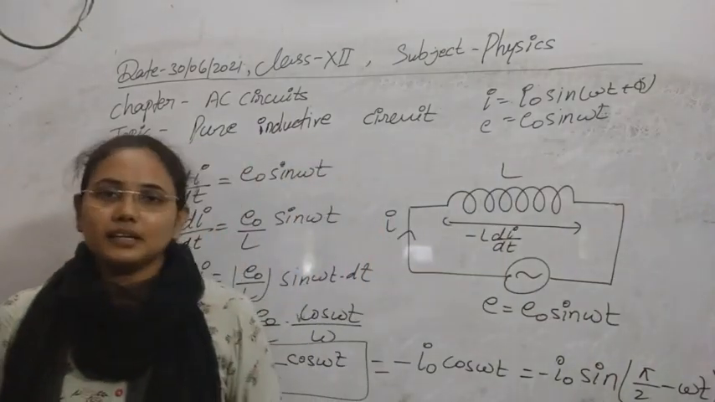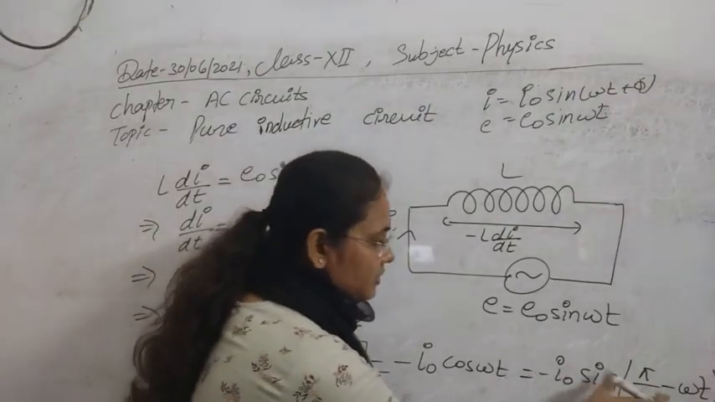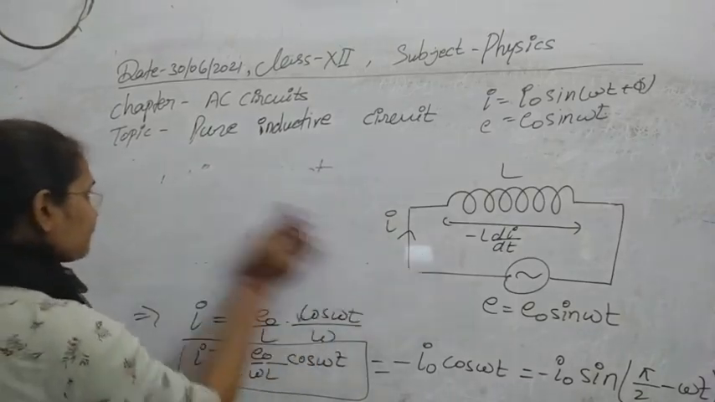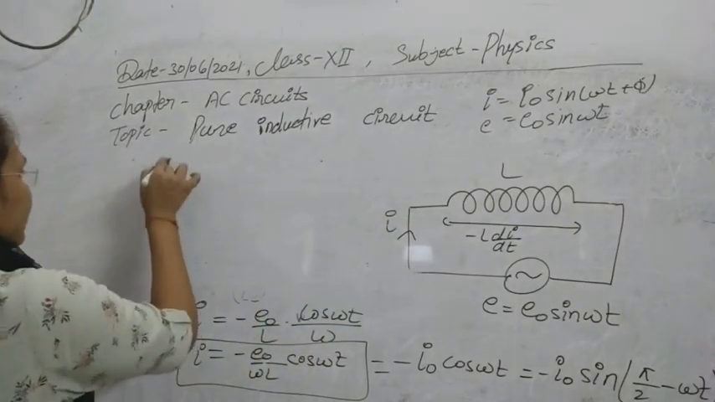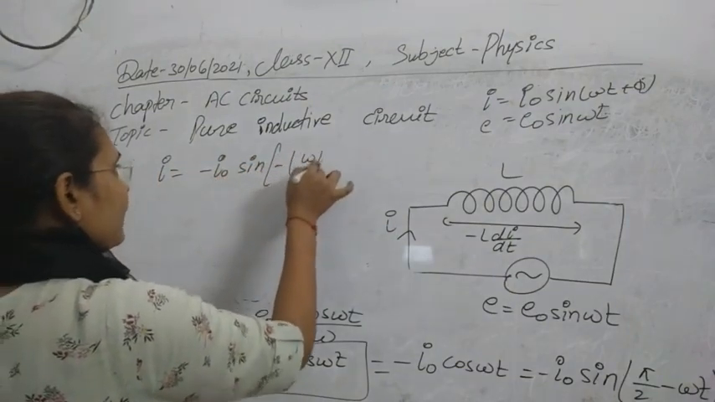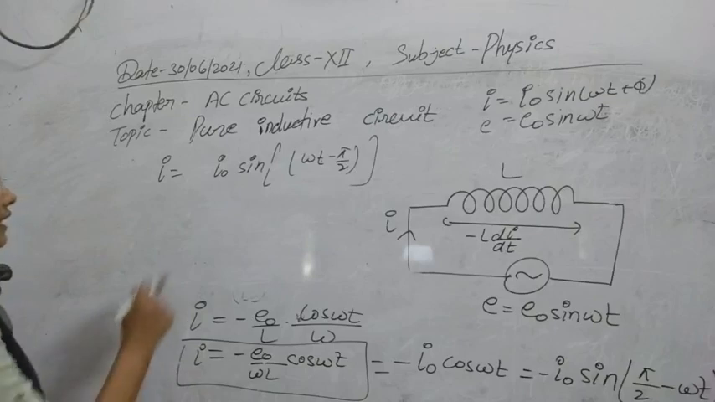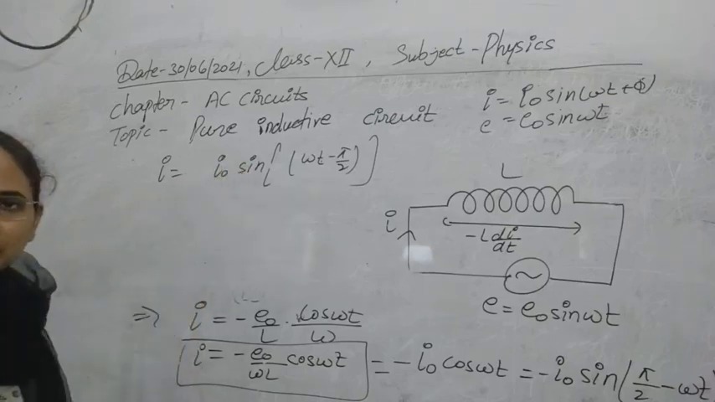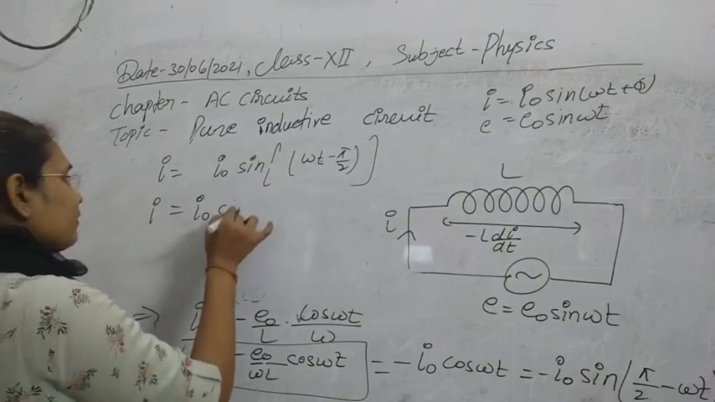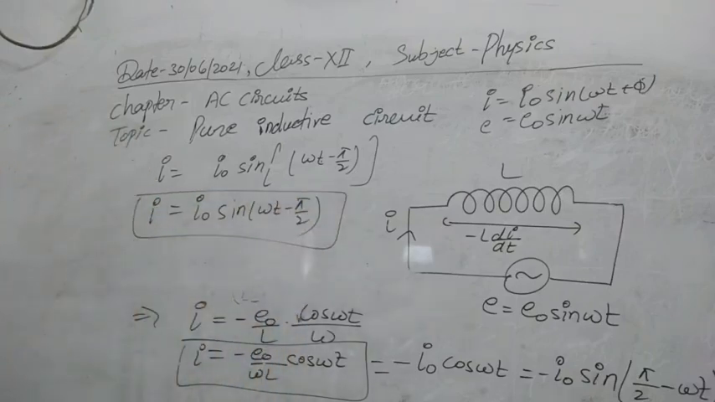So sine 90 minus theta, you know this is equal to cos theta, and also you can insert this minus sign here. So this I will be equal to minus of I0 sine minus of omega t minus pi by 2, and sine minus theta, you know this is equal to minus of sine theta, so it will be minus minus plus, and finally we are getting the value of instantaneous current, I equals I0 sine omega t minus pi by 2, for a pure inductive circuit.